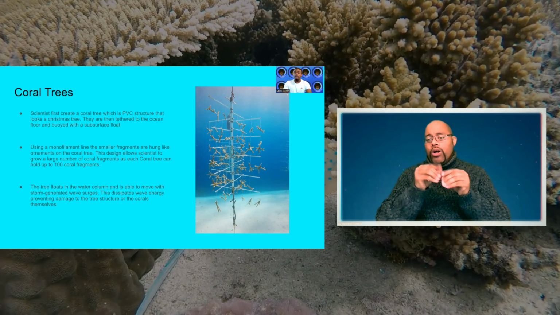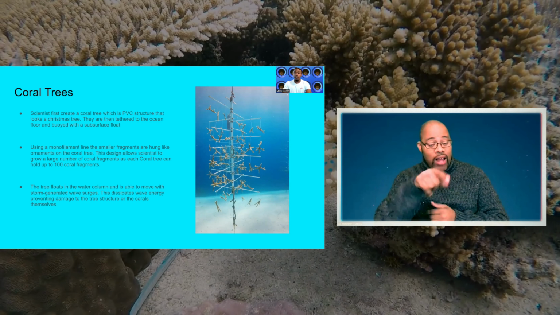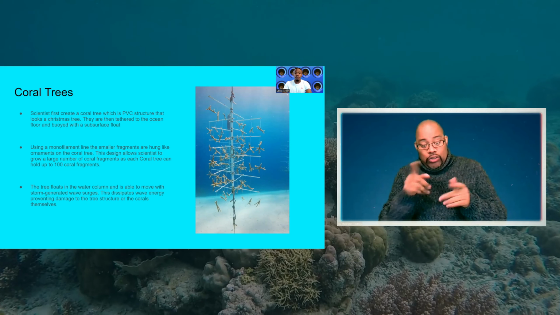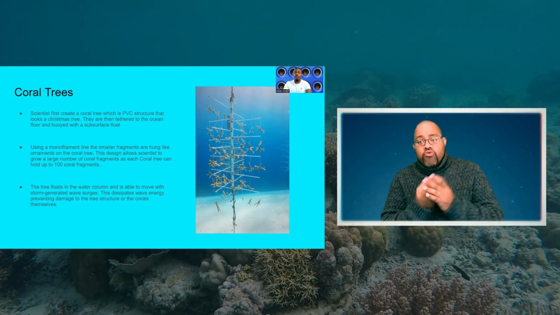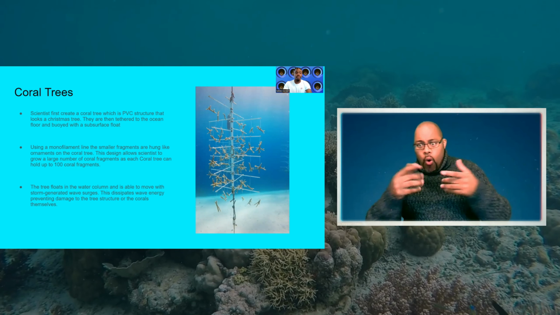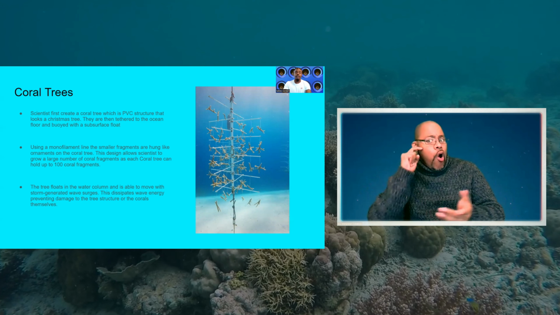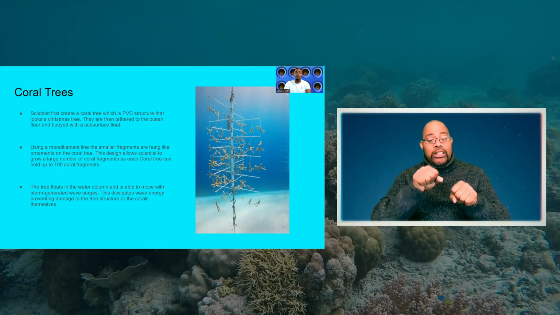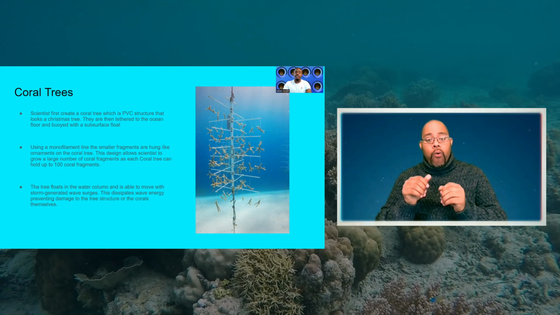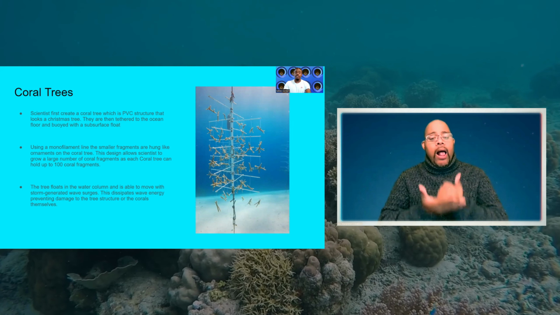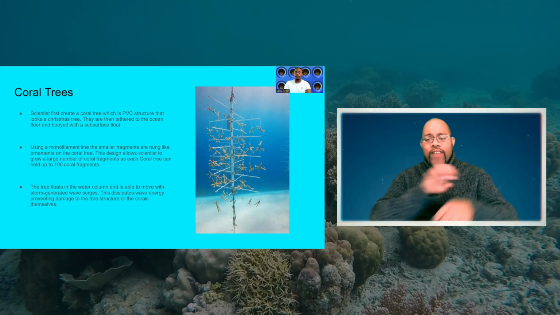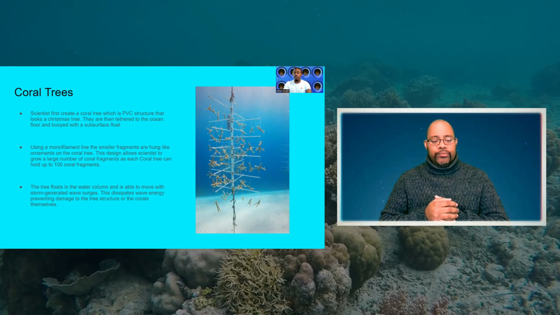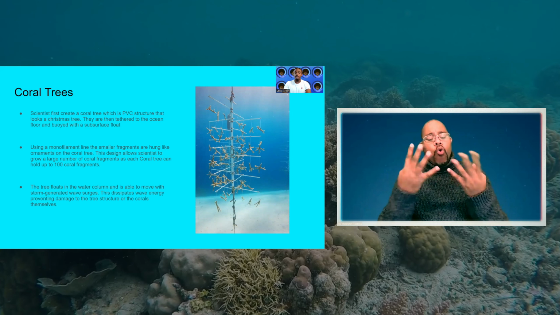What's interesting about this is that corals can actually recognize that they're next to another coral, and they can grow out of the way of each other. That way they don't get tangled up. The tree floats in the water column and is able to move with storm-generated wave surges. This helps dissipate wave energy, which prevents damage to the tree structure and the corals themselves. This photo is taken from the Coral Restoration Foundation, which is using this method currently.